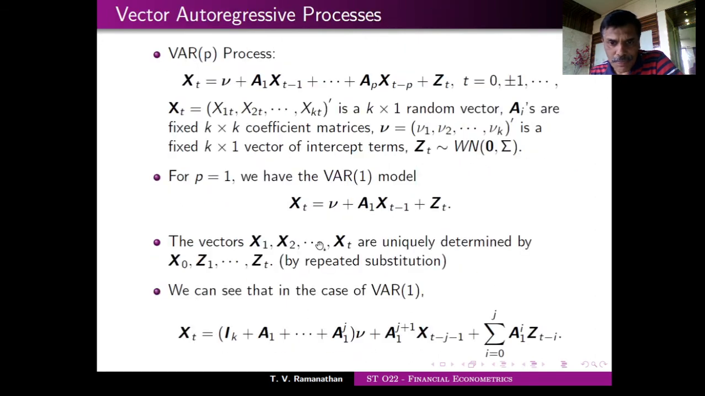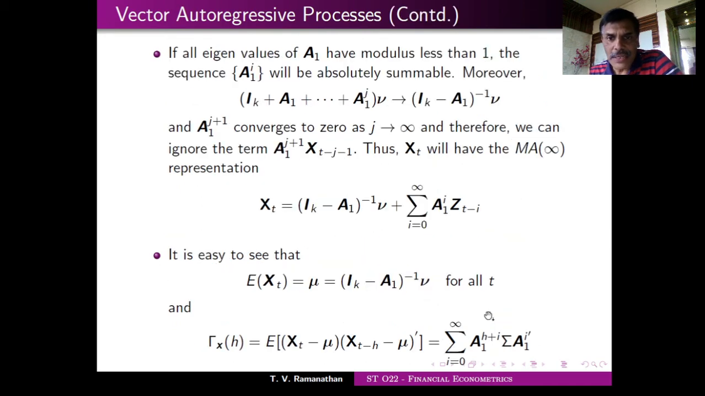Now look at the second term. Because the absolute values of the eigenvalues of a1 are less than 1, as j becomes infinity, this actually goes to 0. Because this is like phi to the power of j, and if you allow j to go to infinity, and phi is less than 1, that goes to 0. What will happen to the third term? That is going to be an infinite series, and once this is an infinite series, it converges in mean square. So this is absolutely summable.